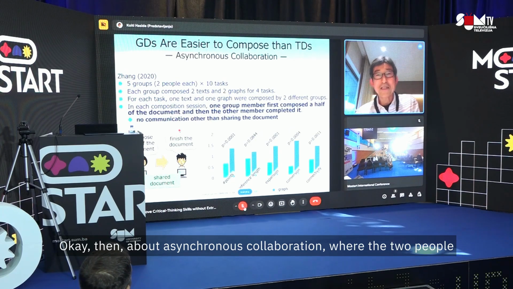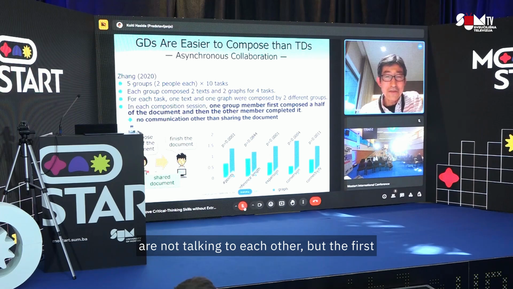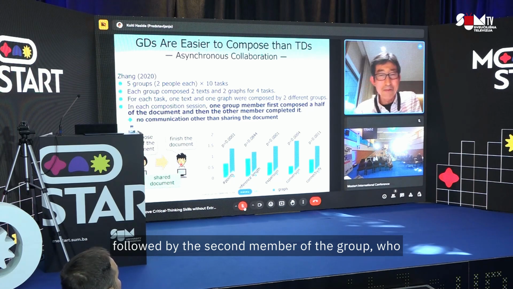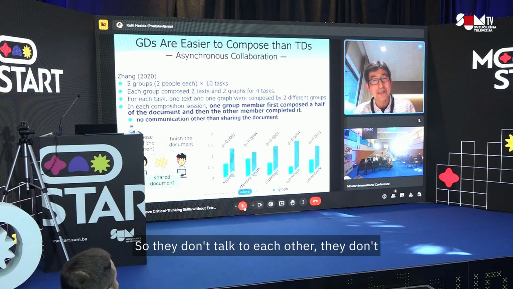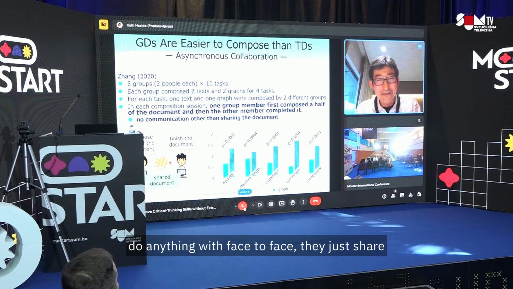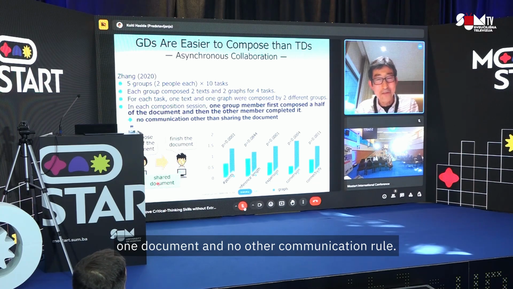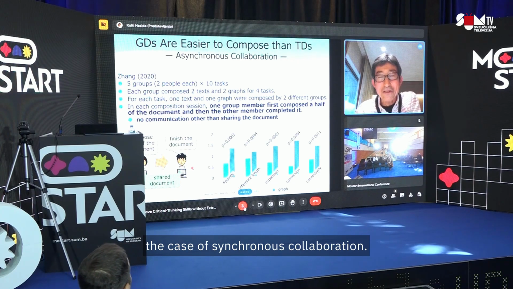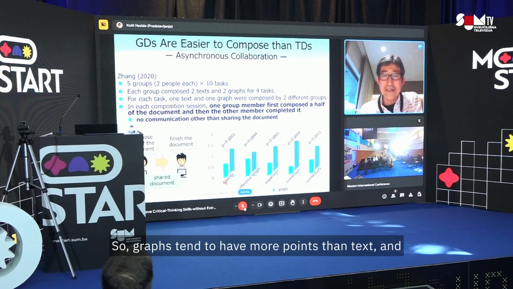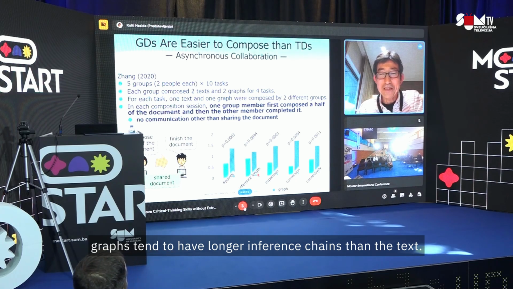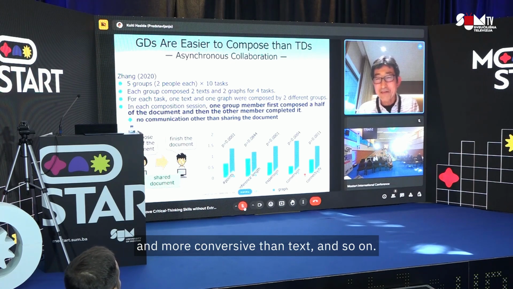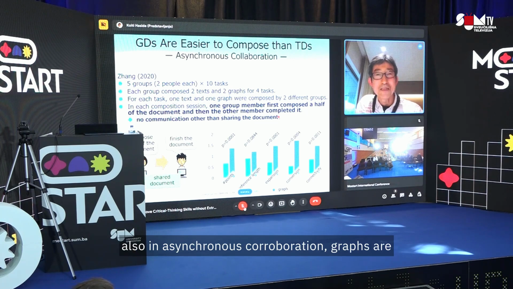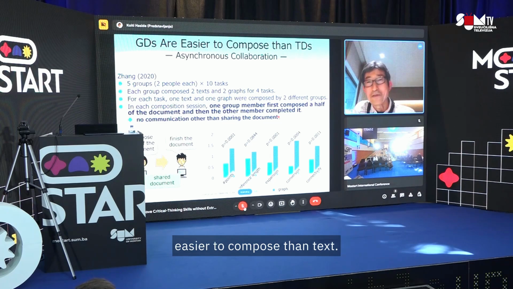Then, about asynchronous collaboration, where the two people are not talking to each other: the first person composes half of the document, followed by the second member of the group who finishes the document. They don't talk to each other or do anything face to face. They just share one document and have no other communication at all. But the result is essentially the same as in synchronous collaboration. Graphs tend to have more points than text, longer inference chains, and are more expansive and more conversive than text. So as in synchronous collaboration, also in asynchronous collaboration, graphs are easier to compose than text.